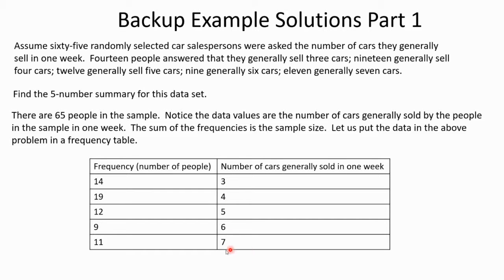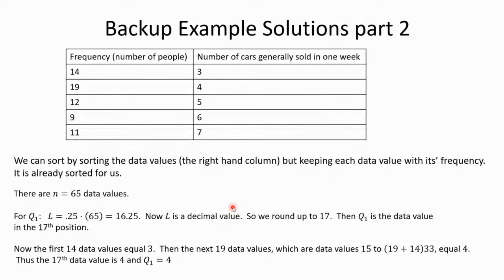But if for some reason we wanted to sort it from biggest to smallest, right? 7 then would be first, but 11 would stay with 7, so 11 would move with 7. 6 would be the next, and then 9 would stay with 6, and so on. What I'm trying to say is you want to keep the frequency with each data value that you're sorting. I hope that makes sense. So here it's already sorted, which is a little bit easier for us.